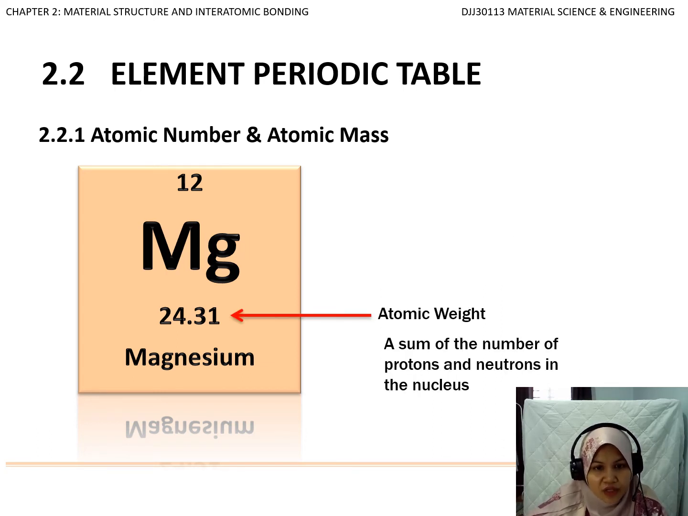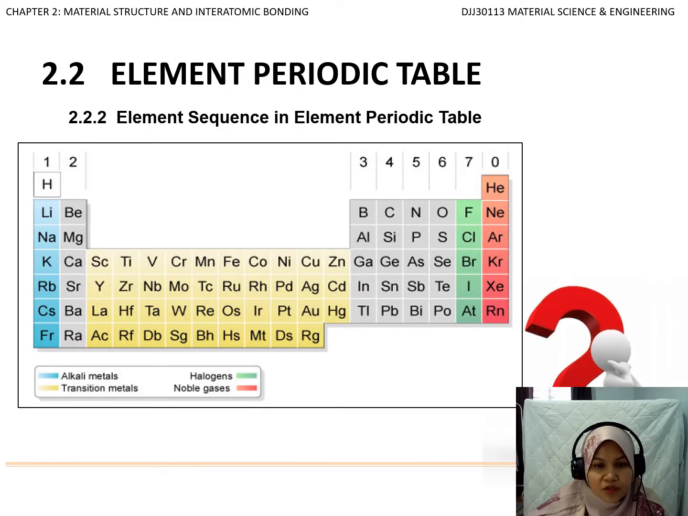24.31. Kalau nombor kat sini pula, yang ada titik perpuluhan ni adalah atomic weight. Atomic weight ni ialah a sum of the number of protons and neutron in the nucleus. Kat tengah tadi kan, kat gambar tadi tu. Dia adalah sum of the number proton dan juga neutron dalam nucleus. Magnesium, name of the element lah.